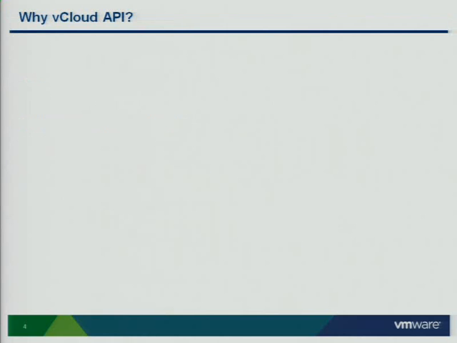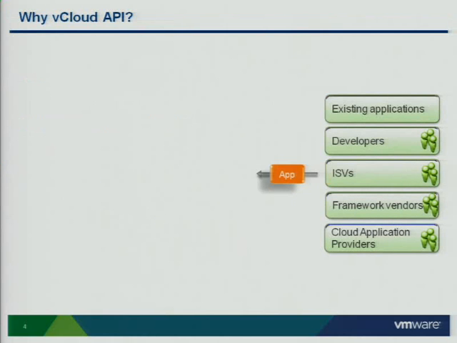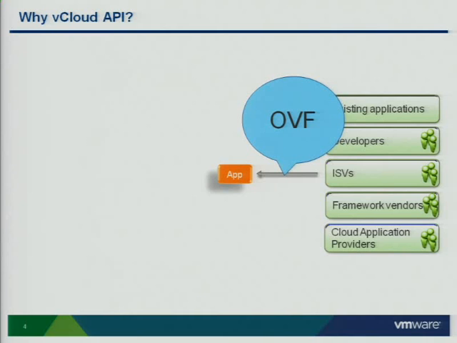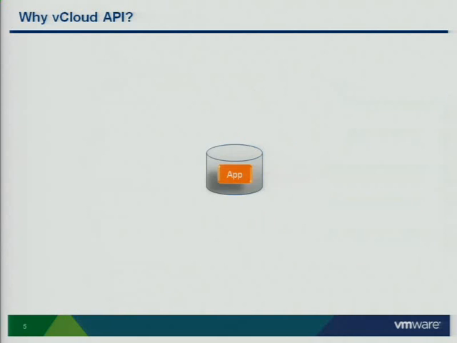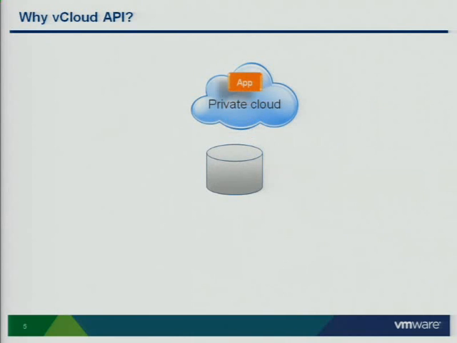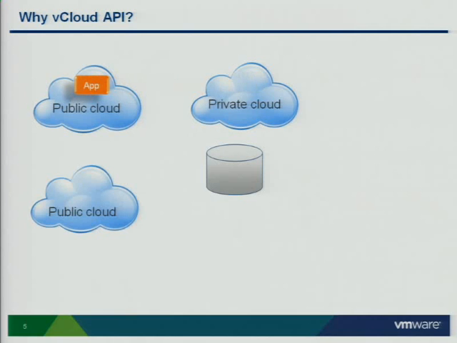Why do we need the vCloud API? We have a number of ways to create applications. Applications can be created by developers, by ISVs, framework vendors, or cloud application providers, or these could be existing applications. Once we have these applications on our local storage, described with OVF, which is a standard now, we may want to move them from our local storage to the private cloud, or move applications from a private cloud to a public cloud, or move applications between two public clouds, or download applications from a public cloud to our local storage again.